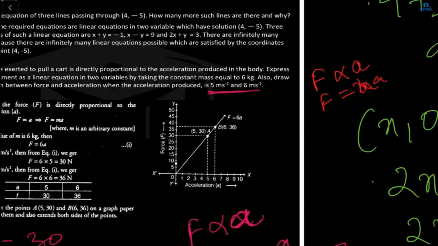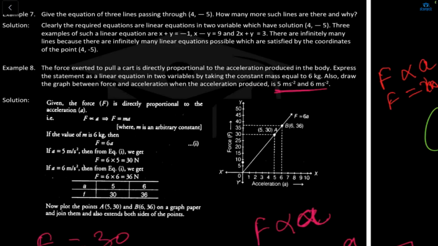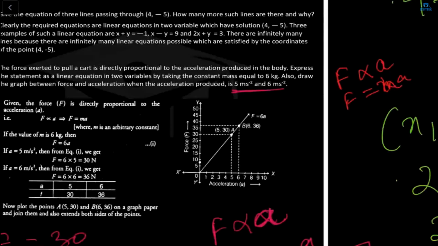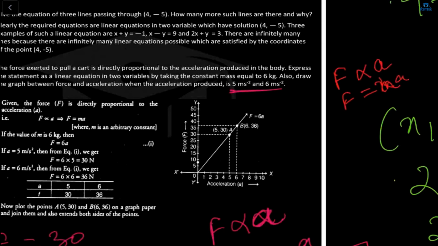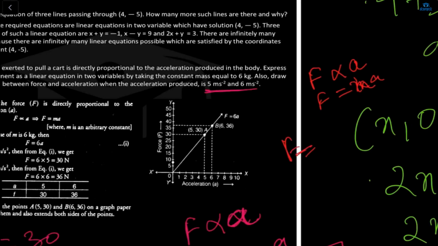But if it is a general question, then you can insert a K, where you can assume that K is an integer. In this question, it was already mentioned to express the statement as a linear equation in two variables by taking the constant mass equal to 6. So the constant that we are inserting to remove that proportionality, you take it as mass, which will be equal to 6. So your equation will form here F is equal to 6A, and the A value is also given to you in meter per second squared. So you have to go for two values, 5 and 6. When you put 5, what will be the value of F? When you put 6, what will be the value of F?